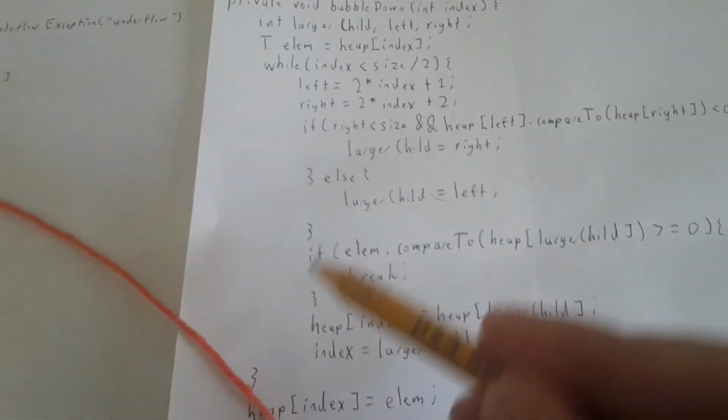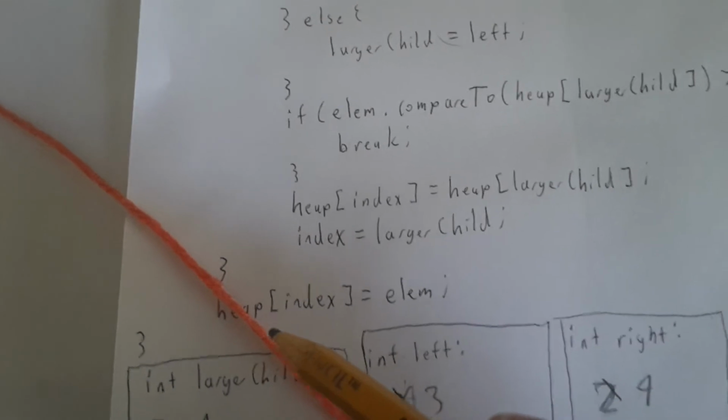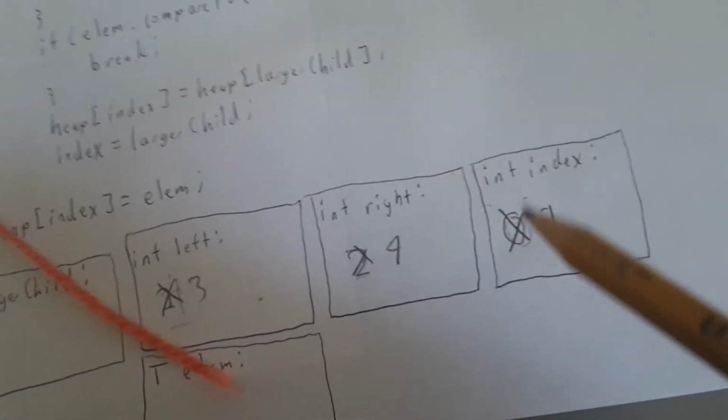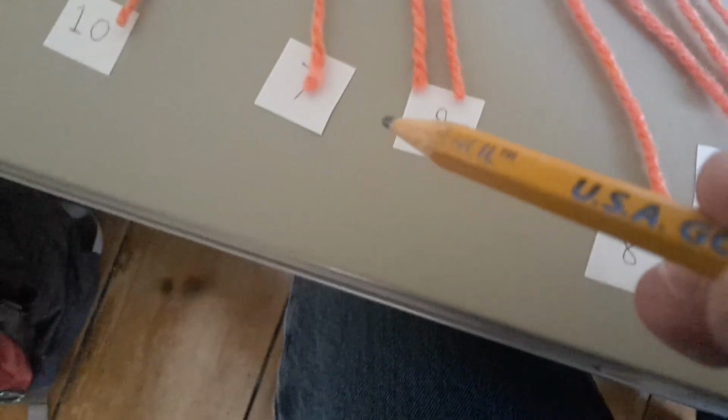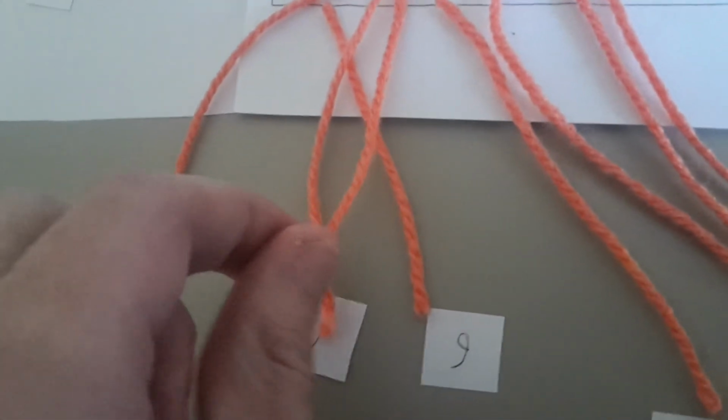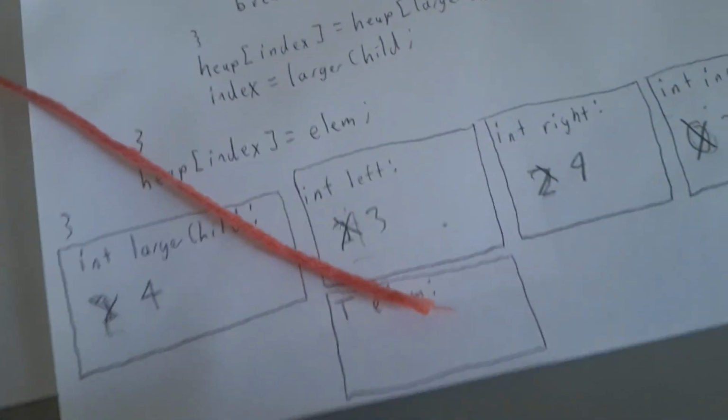So the while loop is this whole thing. And then right here we say heap at index is equal to element. So index 1. Element is pointing to that 7. So we want this 1 to point to 7. It's kind of crossing over a little. There we go. And then we exit the function so we can kind of get rid of this one.